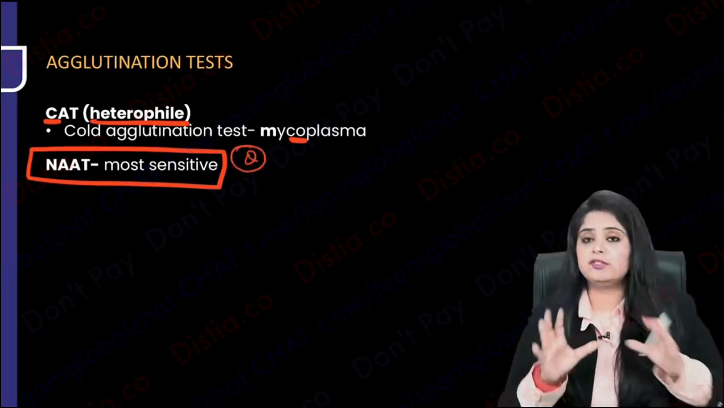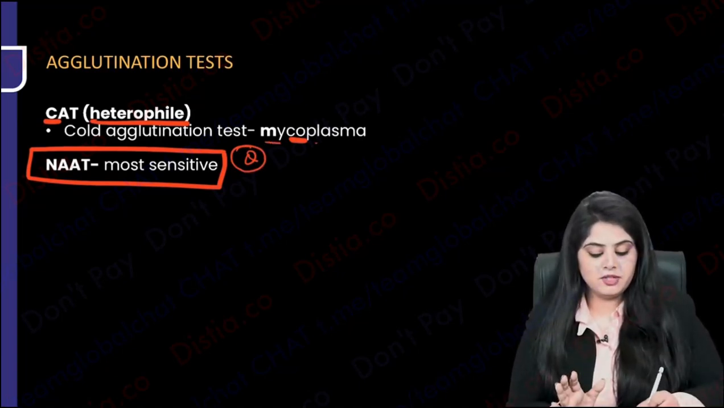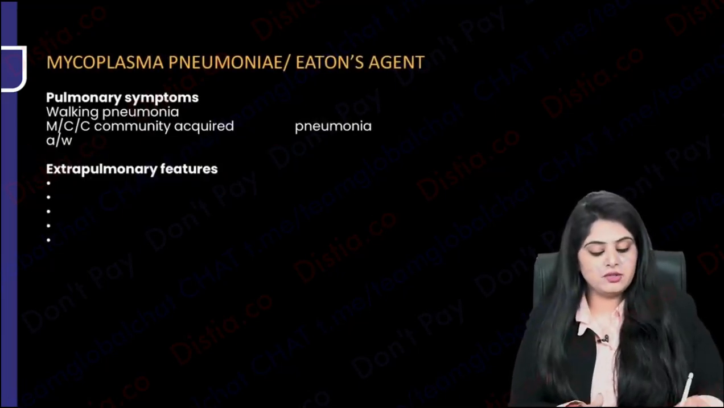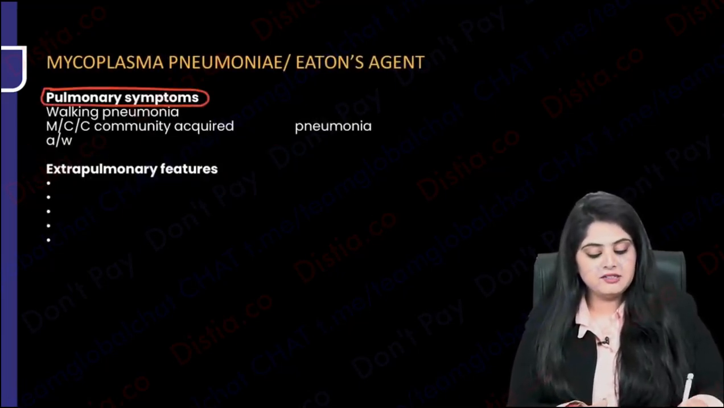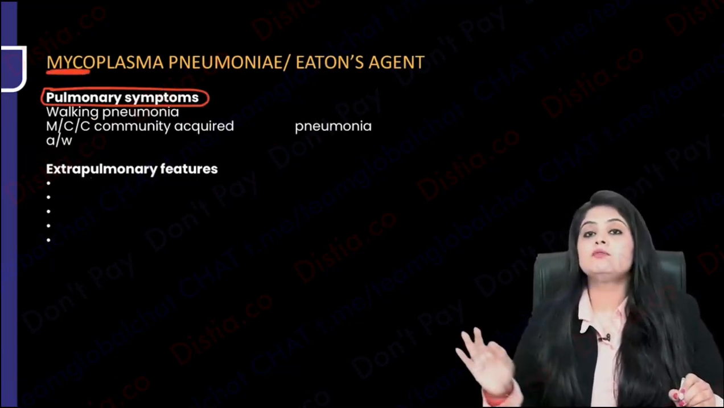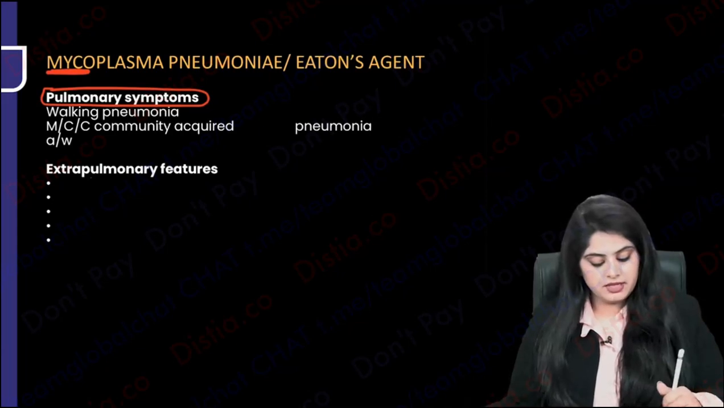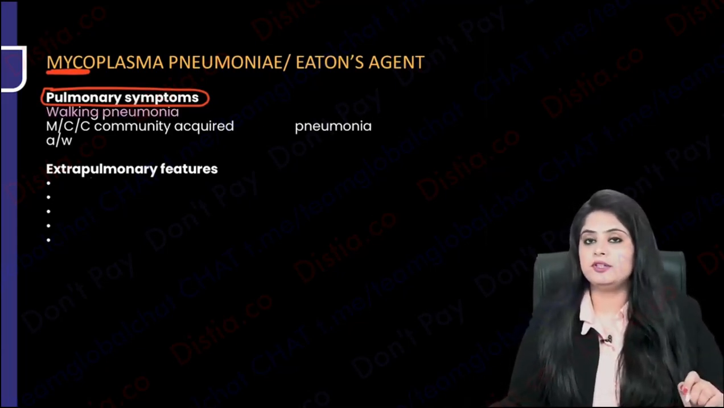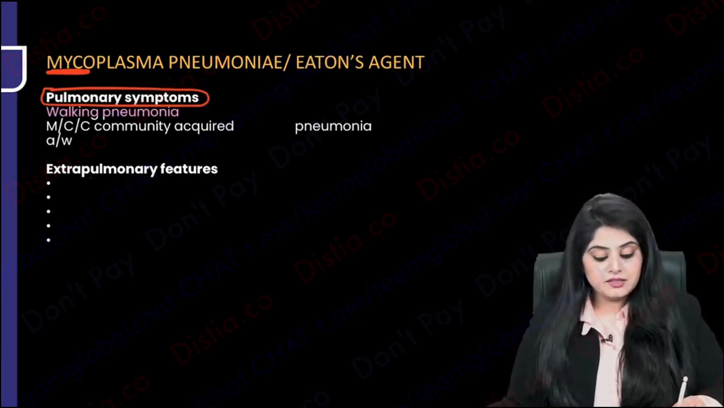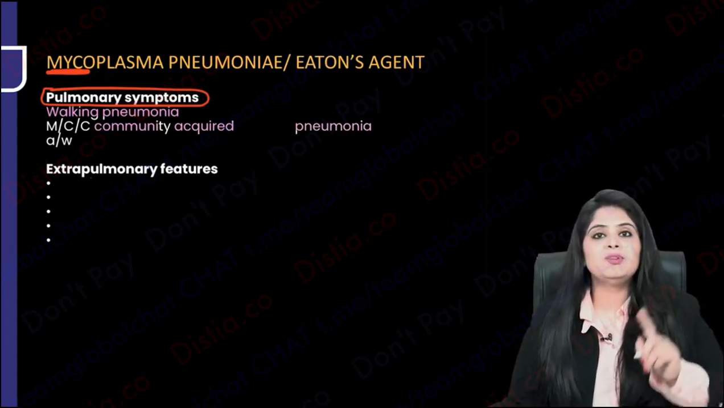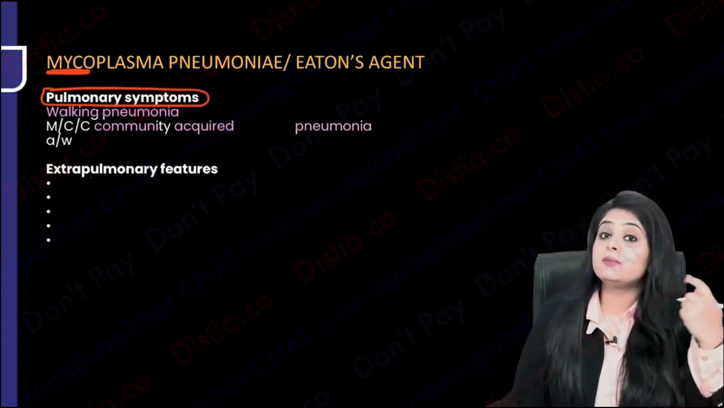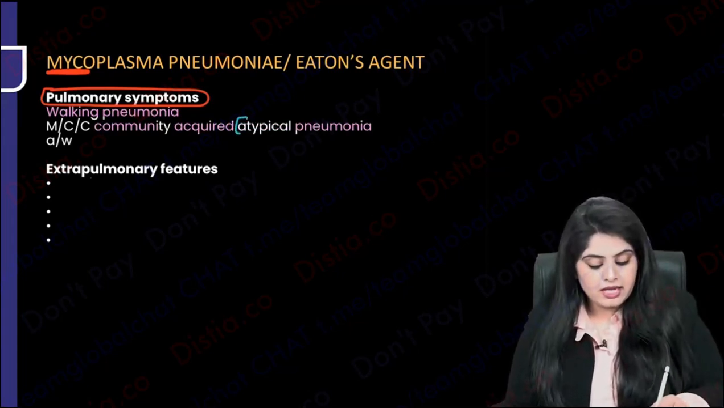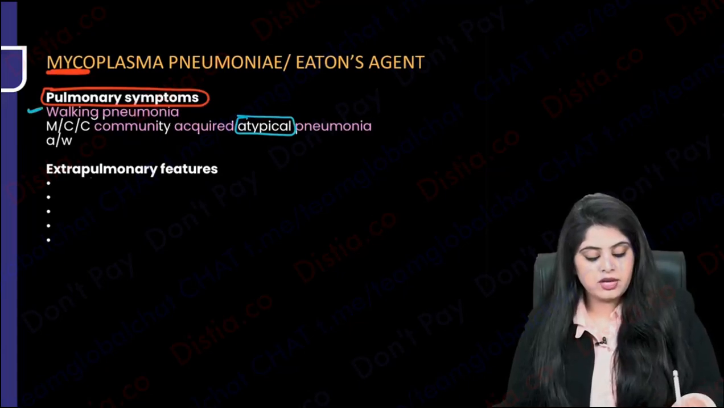All said and done, you say, ma'am, you have explained mycoplasma. Exactly, can you tell me what are the different diseases that it causes? Yes, like we said, it is the most common cause of walking pneumonia. Walking pneumonia means the patient is going to walk into your OPD; he's not bedridden, he's not in the ICU. Is it the most common cause of community acquired pneumonia? No, the most common cause of community acquired pneumonia is Streptococcus pneumoniae. This is the most common cause of community acquired atypical pneumonia. Done. These two I already knew.